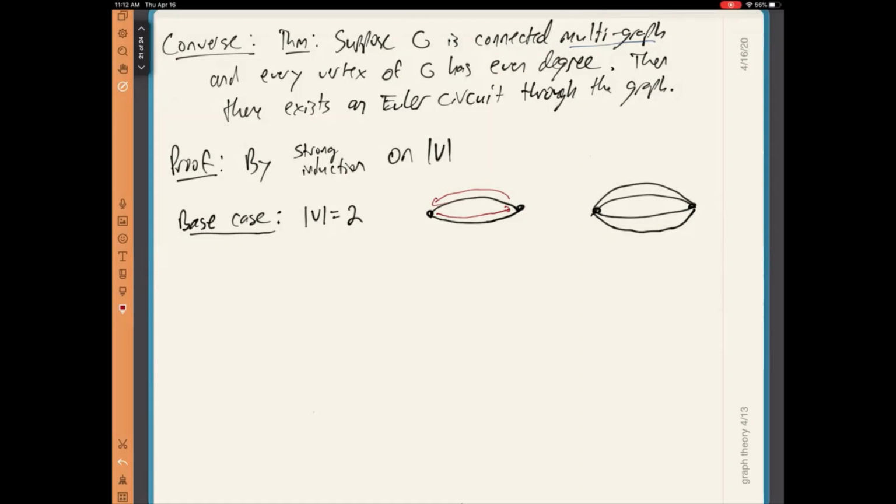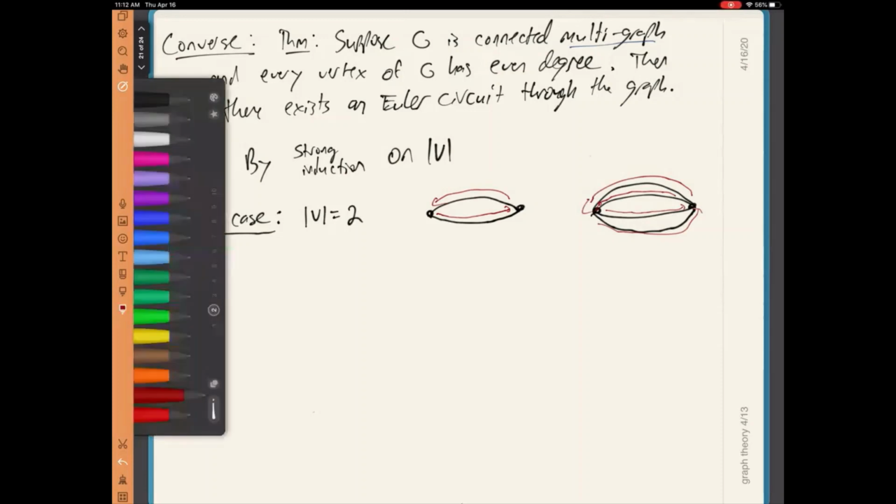What if there are 4 edges? Well, I can continue this process and just start at the inner edges and then move to the outer edges, right? So I could go from here to here, and then back, and then do the same process along the outer edges, and I can do that to find my circuit, right? And so if there are only 2 vertices, the picture has to look like this, and hopefully it's clear how you can construct a circuit.